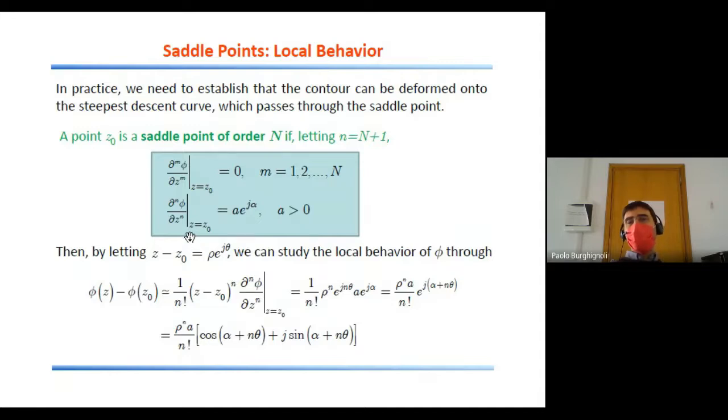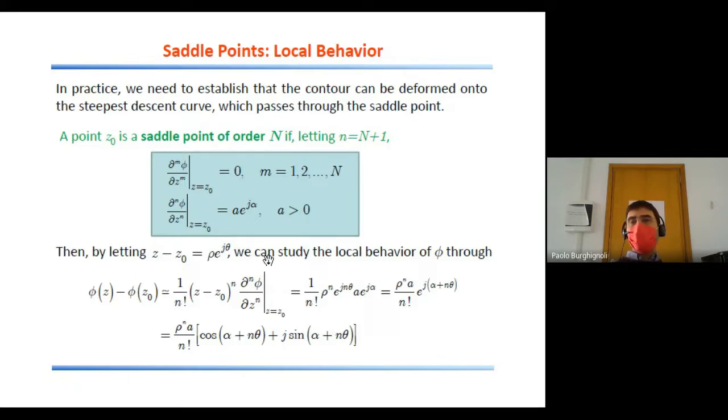And since it is non-zero, we can write its value as a complex number in polar form with an absolute value a larger than 0 and a phase alpha in the exponent. Now we let the increment z minus z0 be a complex number also represented in polar form, so rho times e to j theta, where rho is the distance between z and z0. And theta gives us the direction in which we are performing the increment in the complex plane.